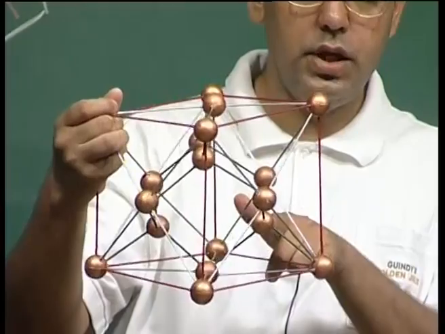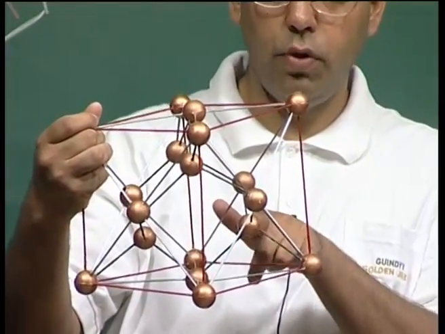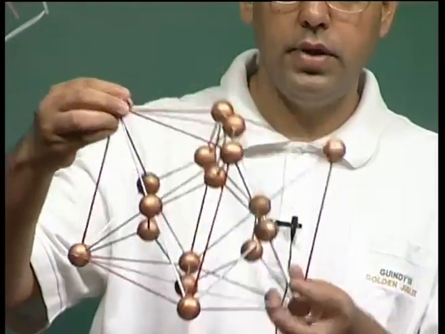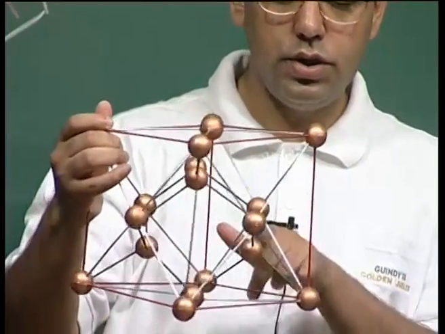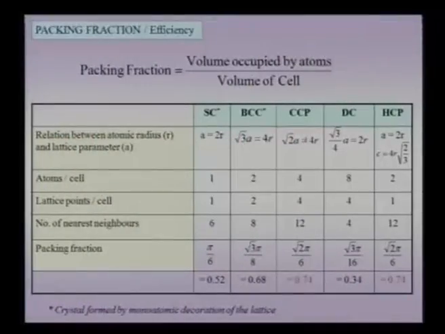So, this distance is root 3a by 4, because my body diagonal is root 3a, a being the edge of the unit cell, and this root 3a by 4 is equal to 2r. That means it is twice the radius, that means it is equal to 1 diameter. So, for the body centered diamond cubic structure, root 3a by 4 is equal to 2r.